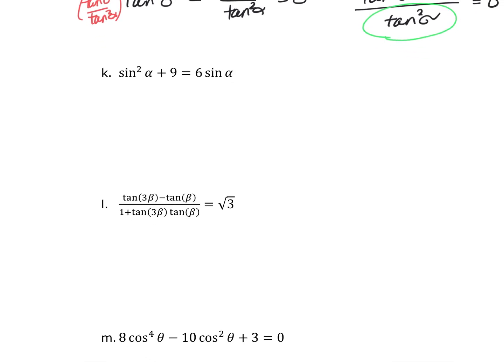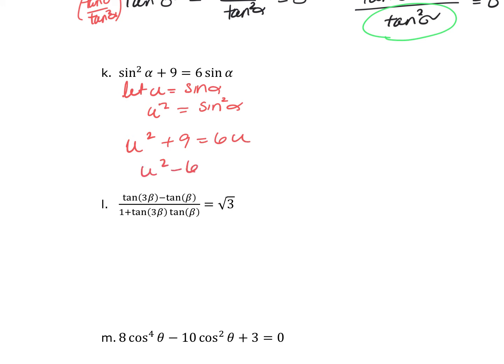All right, so let's look at my next example here. Again, this kind of looks like a quadratic, so let's let u equal the sine of alpha. This is a reducible quadratic, so this is a nice refresher for your pre-calculus 1. U squared then would be the sine squared of alpha. So then what I really have is u squared plus 9 is equal to 6u.